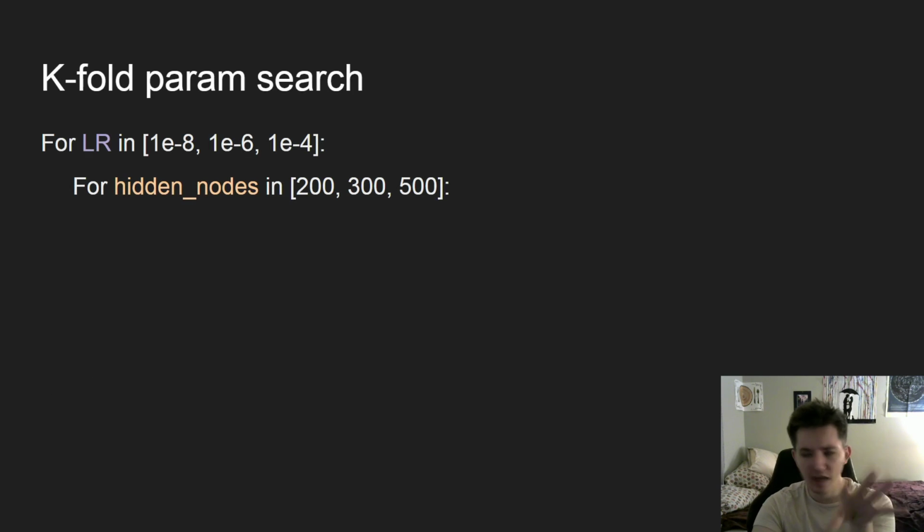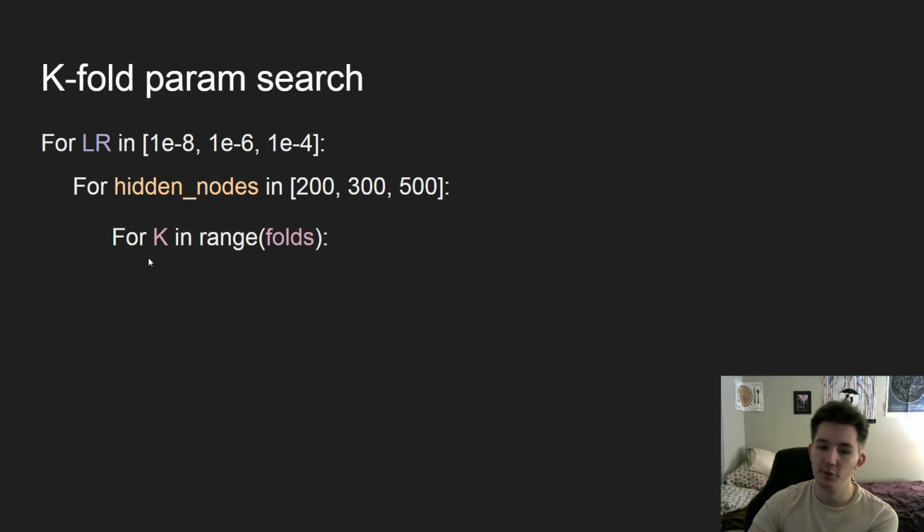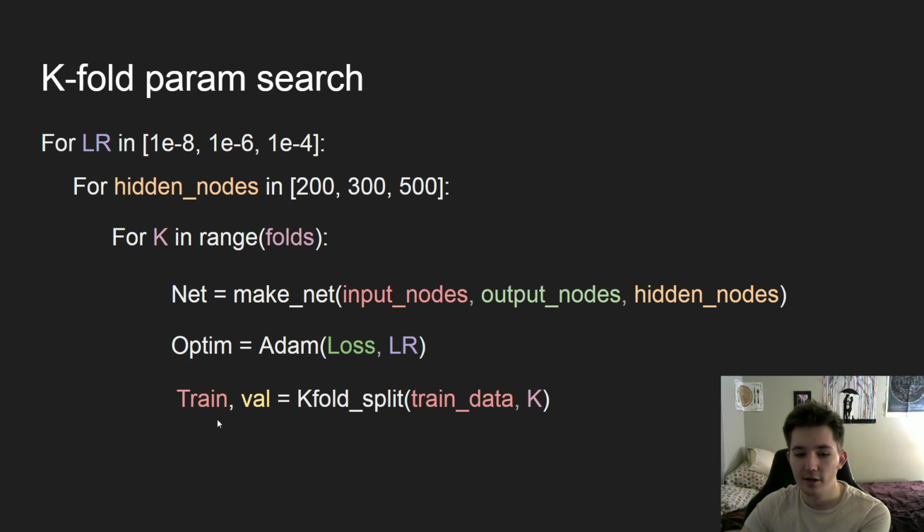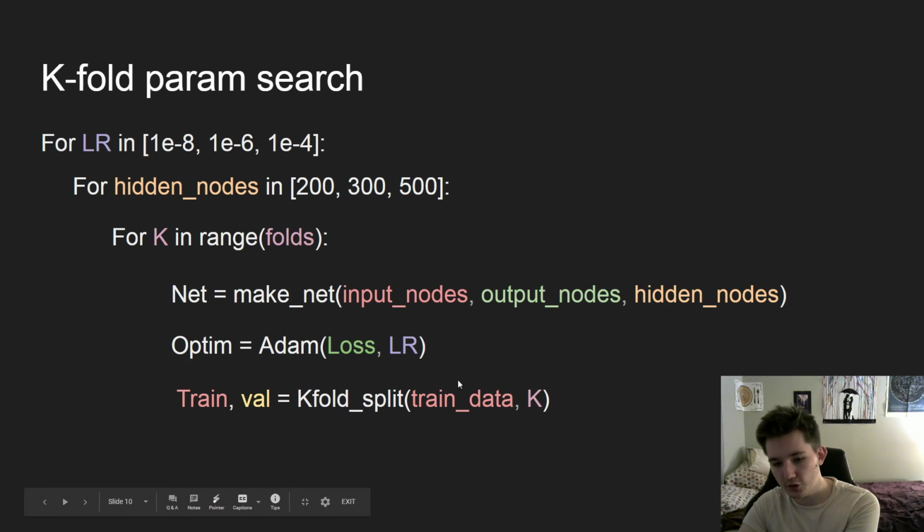Like before, we'll be searching over these 2 hyperparameters, but now we're going to have a new for loop. This for loop is going to be the different folds that we have, so we're going to do k different folds. In each of these, we again create our network and create our optimizer like before, but we add a new segment where we get training data and validation data by doing a split along our training data with our value k. We'll determine what our validation should be and what our training should be from this function here that we'd have to code if we want to use it.